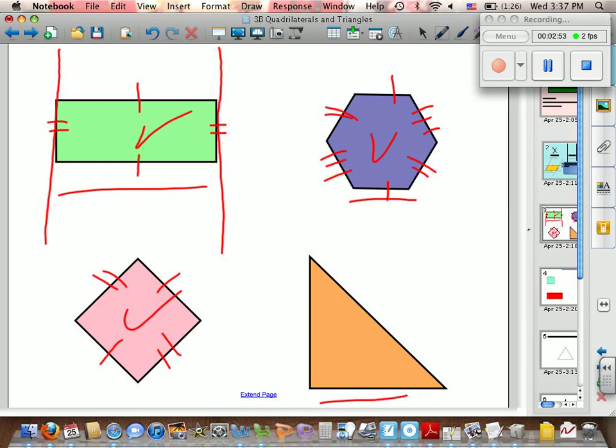Now, let's take a look at this triangle. As you can see, we do not have a pair of lines that are parallel. There's no parallel line to this line, there's no parallel line to this line, and there's no parallel line to this line.